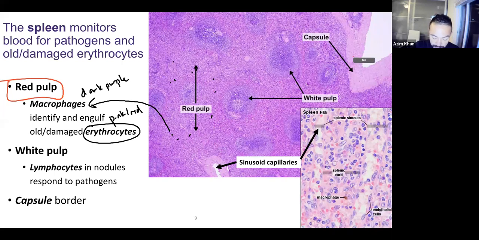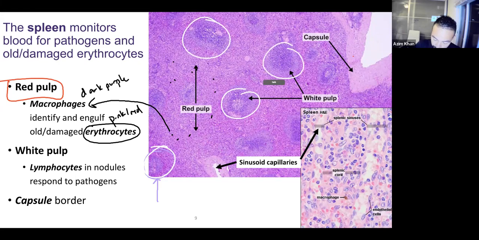But then you're going to see pockets where it's a bit darker, where I'm circling in white. Where it's a bit darker, you don't have erythrocytes to make it look lighter colored. What you see instead here are not macrophages, you see lymphocytes here.